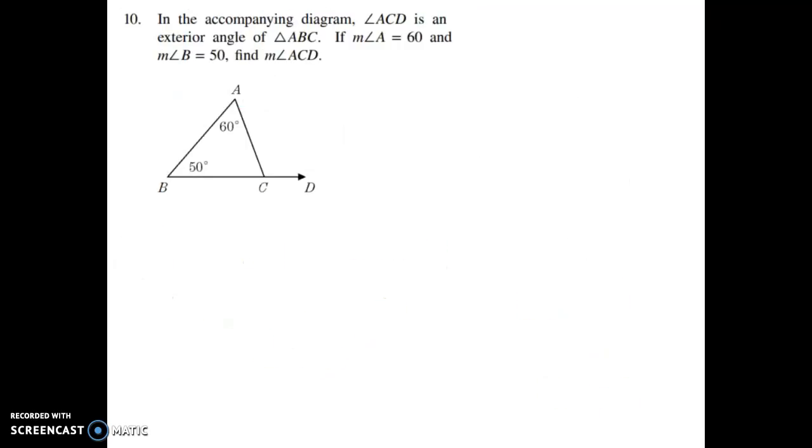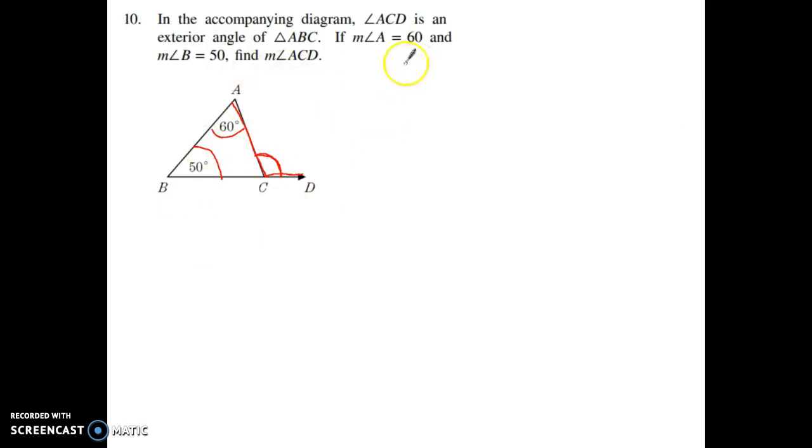So we are going to go to number 10. And number 10 is a triangle question. So it says, in the accompanying diagram, angle ACD is an exterior angle of triangle ABC. So if we're looking for the angle, we are going to follow this order. It says start at A, go to C, and then D. And so we are talking about this exterior angle right here. It does let us know that the measure of angle A is 60, the measure of angle B is 50, so we have to find this outside measure.